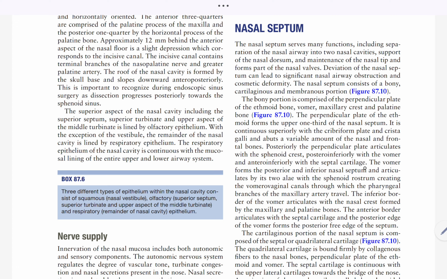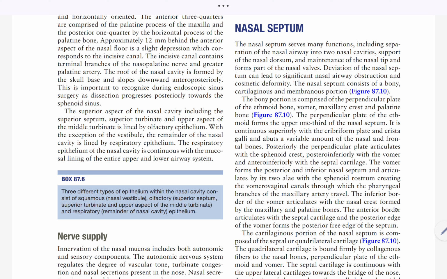the septal cartilage. The vomer forms the posterior and inferior nasal septum and articulates by its two ala with the sphenoid rostrum, creating the vomerovaginal canals through which the pharyngeal branches of the maxillary artery travel. The inferior border of the vomer articulates with the nasal crest formed by the maxillary and palatine bones. The anterior border articulates with the septal cartilage, and the posterior edge of the vomer forms the posterior free edge of the septum.